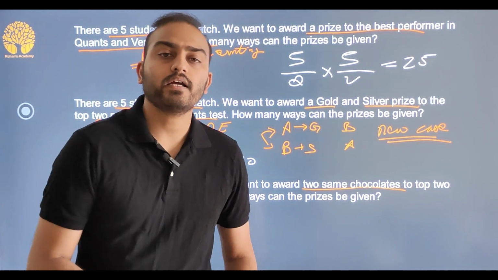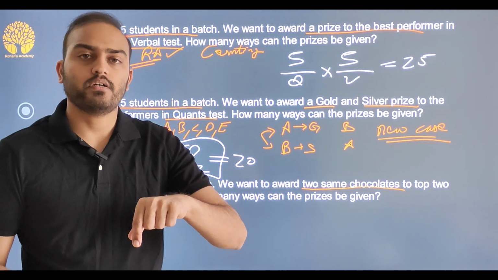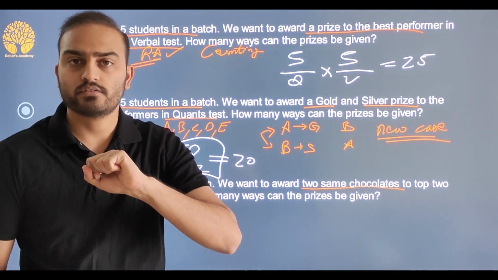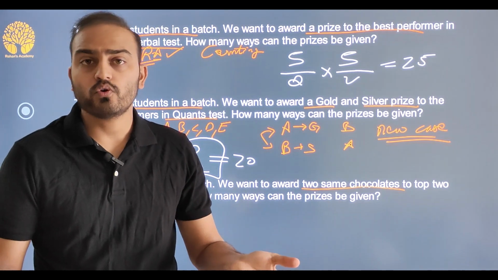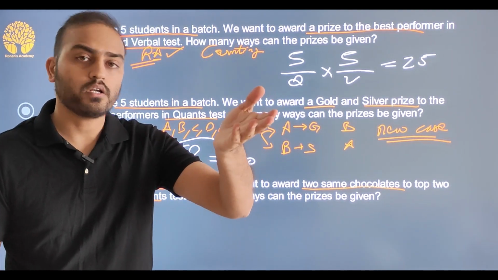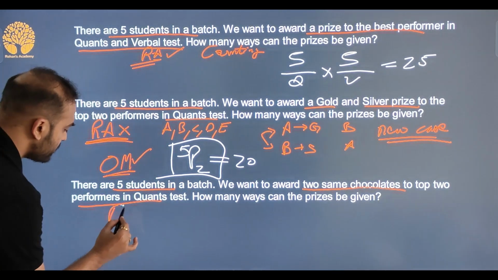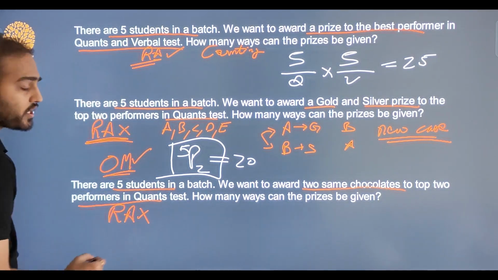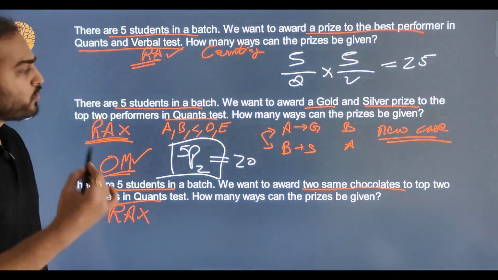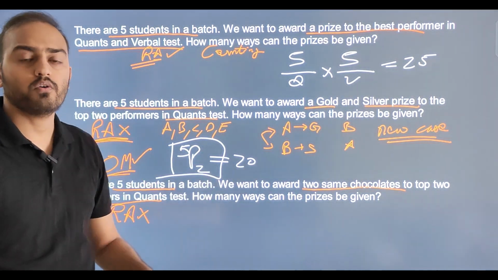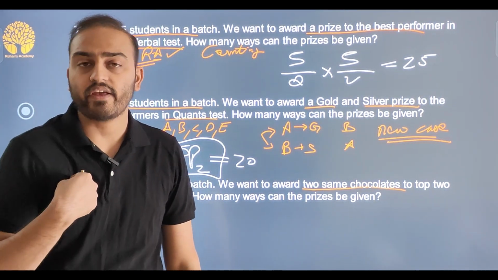Again think, can you as a student get both the chocolates? Again the answer is no, because if you are the first one, you can't be the second one at the same time. So it tells us repetition is not allowed. Now let's do the same scenario. Say you are the first person, I am the second one.